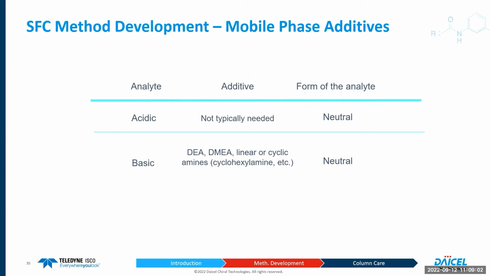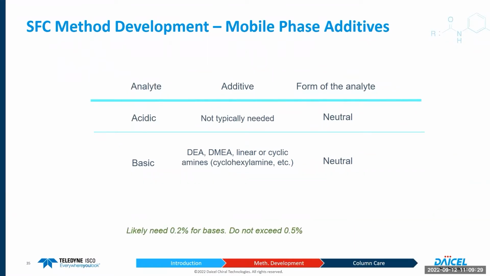DMEA, is an interesting one to use, especially for prep applications. It is extremely volatile, and so it helps, especially with recovery and contamination. It's easily removed when you're doing the prep separations. And then things like linear or cyclic amines, cyclohexylamine as an example, tend to work really well, although they are a little bit heavier and not as volatile. So you kind of have to take those into consideration.